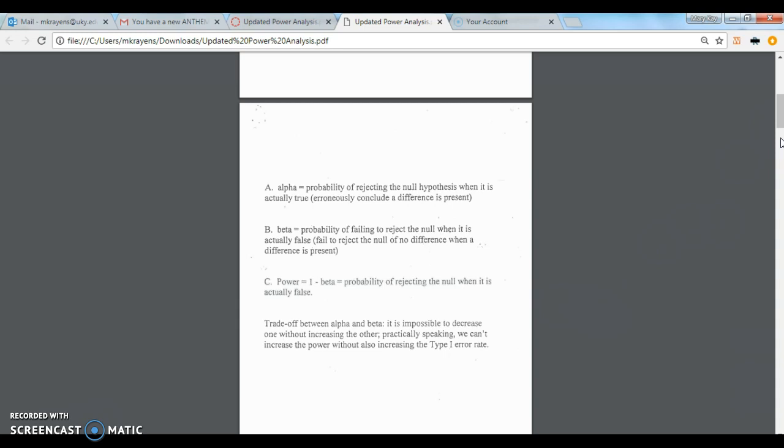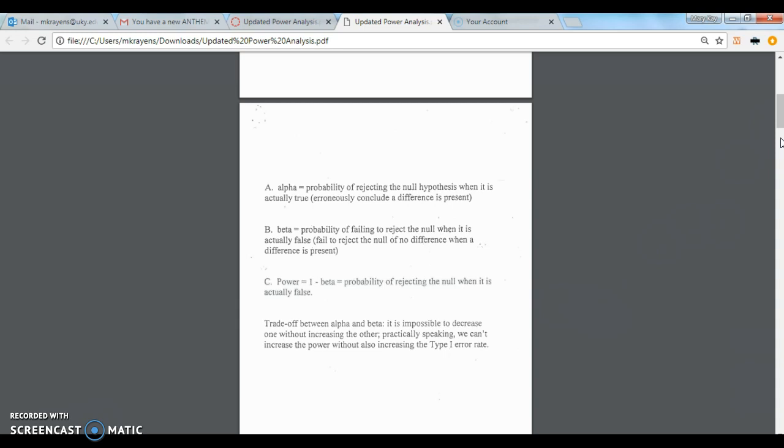So then power is related. Again, circling back to the original premise of this handout, statistical power is really 1 minus beta. So it's the probability of rejecting the null when it's actually false, when in fact you should. So in the context of our example, power would be the ability of our sample to demonstrate that the average height between men and women is significantly different.